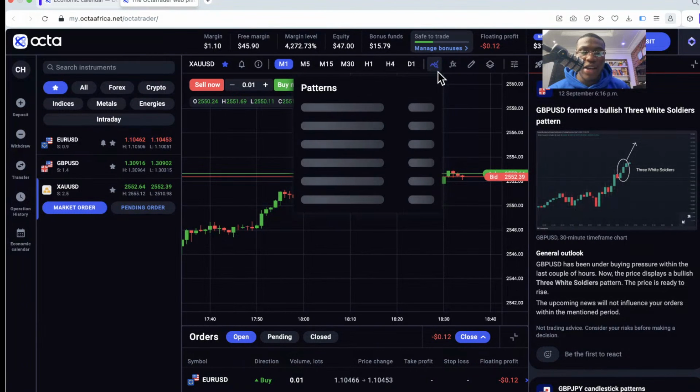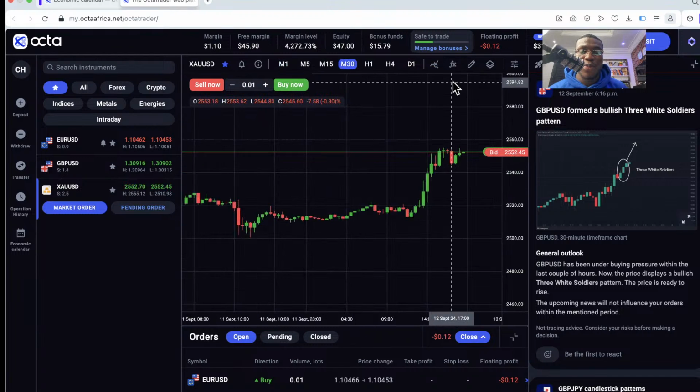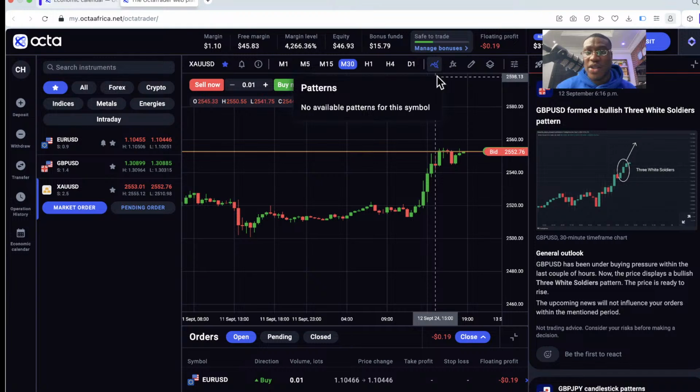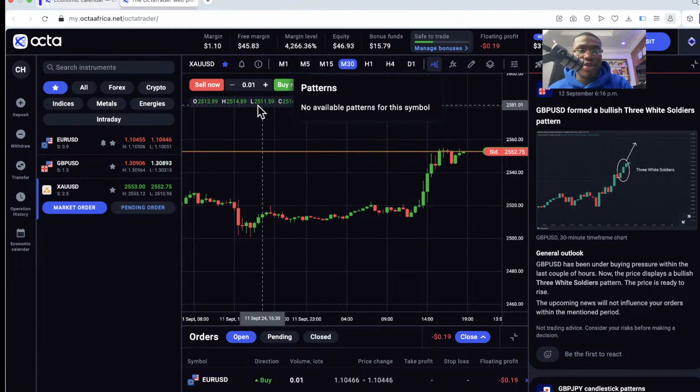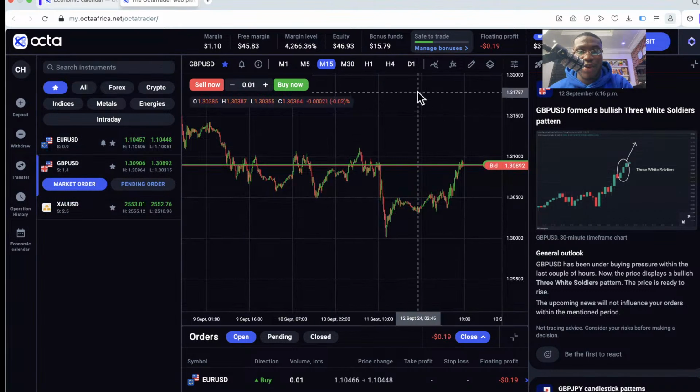And this is an amazing feature by Octa that can help you spot patterns in the charts. Okay, this icon right here, just after the daily time frame and before the indicator symbol, the search and pattern in the middle, shows you some of the patterns that you may not be able to spot in the market. So let's see if we can spot a pattern. Let's see GBP USD.